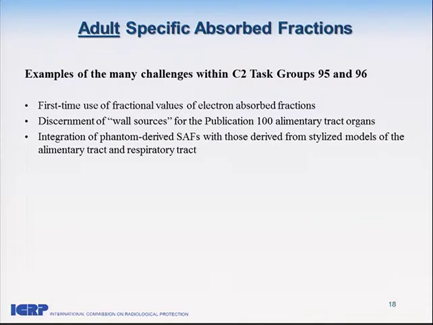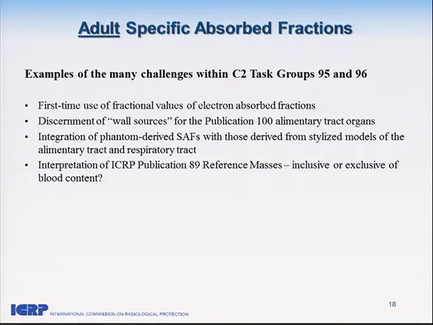Integration of phantom SAFs with those derived from stylized models of the alimentary and respiratory tract. If you go back to Publication 66 and 100, a lot of the airways and a lot of the areas of the GI tract are not voxel models, they're actually stylized cylinders and things. And so for short range radiations and for stem cell targets, the resolution of the adult male and female phantom is insufficient. We can't model those, and so we have to resort to stylized models. Occasionally we'll have some issues of essentially crossfire between a major organ like the liver and maybe the stem cell layer of the stomach wall. And so there was a lot of work to integrate those sets of specific absorbed fractions.